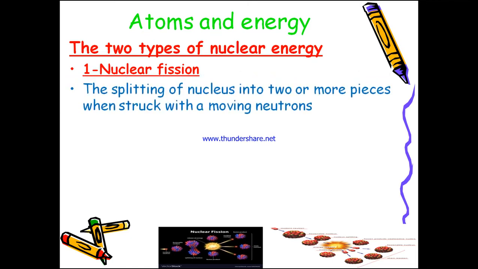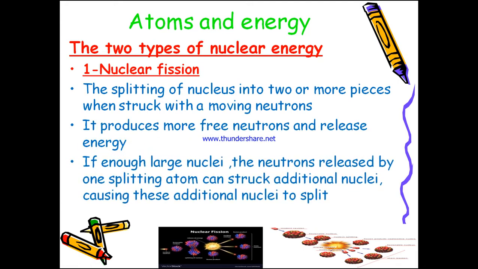What about nuclear fission? The splitting of a nucleus into two or more pieces when struck with moving neutrons. So this is a neutron, and when it strikes a nucleus, it produces more pieces and also free neutrons. These free neutrons then strike other nuclei to produce more free neutrons and also produce a high amount of energy.